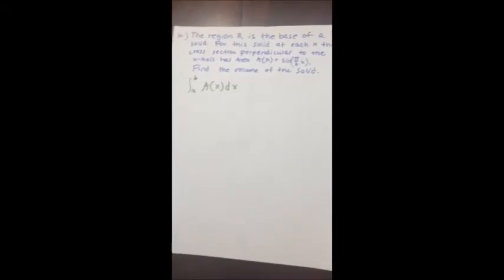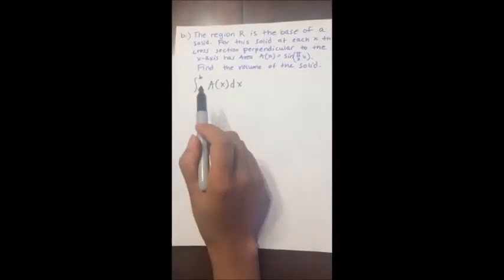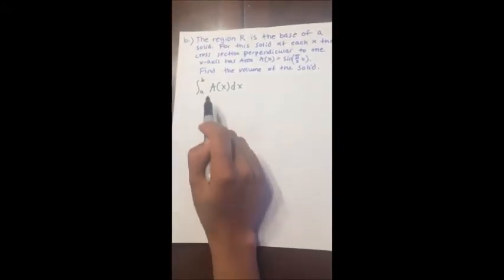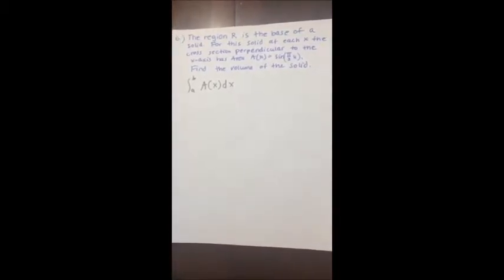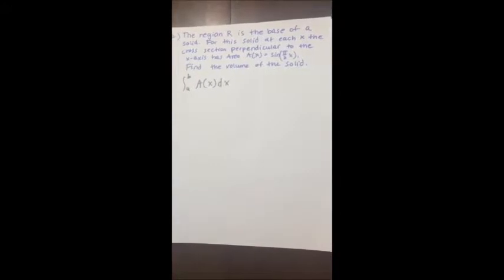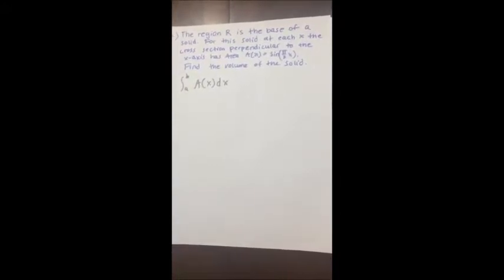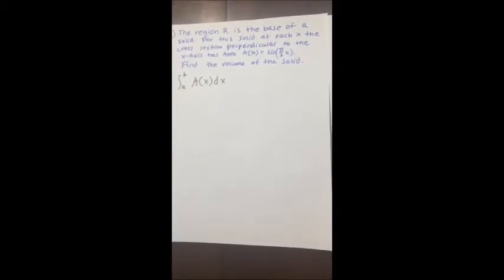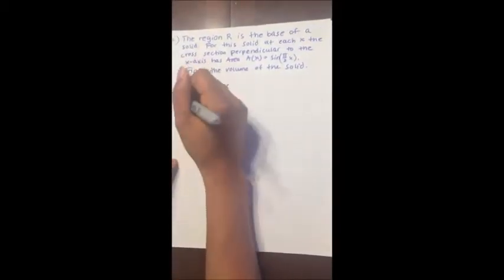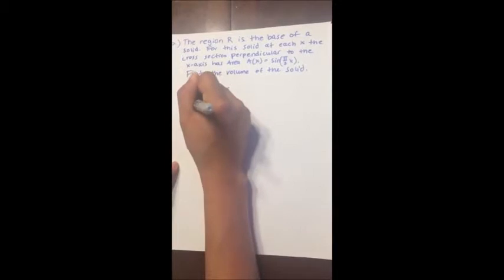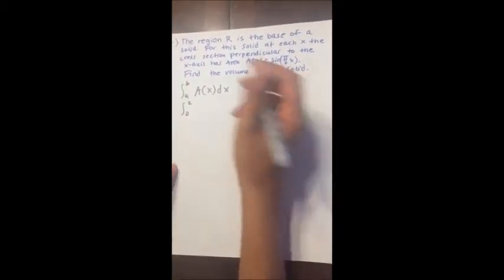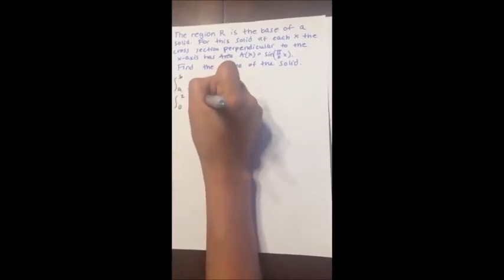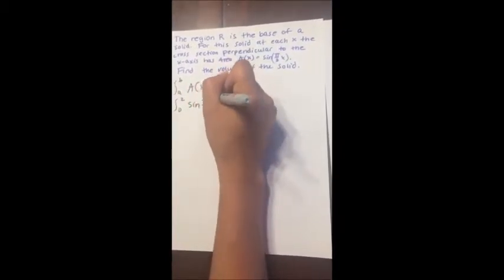To solve this problem, you have to know this equation: the integral from a to b of A of x dx, where A of x is an area as a function of x. In this case, we are perpendicular to the x-axis, but if it said perpendicular to the y-axis, then we would have to change it in terms of y. When we plug in our numbers, we know that our limits are 0 to 2, and they give us our area, A of x equals sine of pi over 2 x. So we just do the integral of sine of pi over 2 x dx.